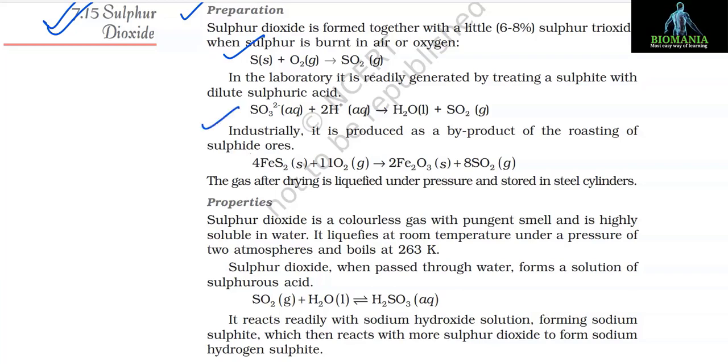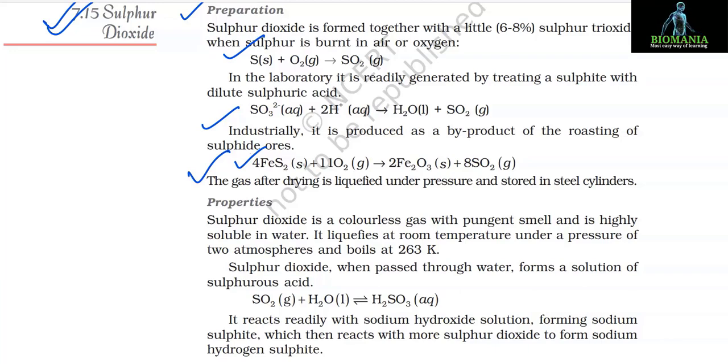Industrially, it is produced as a byproduct of the roasting of sulfide ores, and the reaction is 4FeS2 (solid) plus 11O2 (gaseous) gives 2Fe2O3 (solid) plus 8SO2 (gaseous). The gas after drying is liquefied under pressure and is stored in steel cylinders.